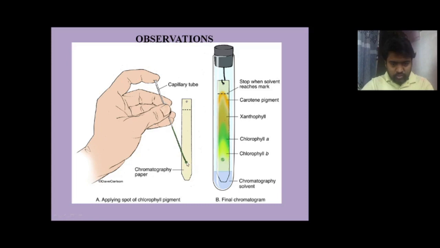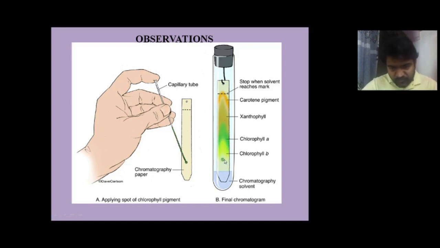Okay, so this is slightly away from the apex of this chromatography paper, because this strip will dip into the solvent, and we have to take care that the loaded spot never comes in direct contact with the solvent. Once the spinach extract is uploaded here and the solvent is allowed to pass through this chromatographic paper, we will get a separation of the pigments present inside the spinach extract.